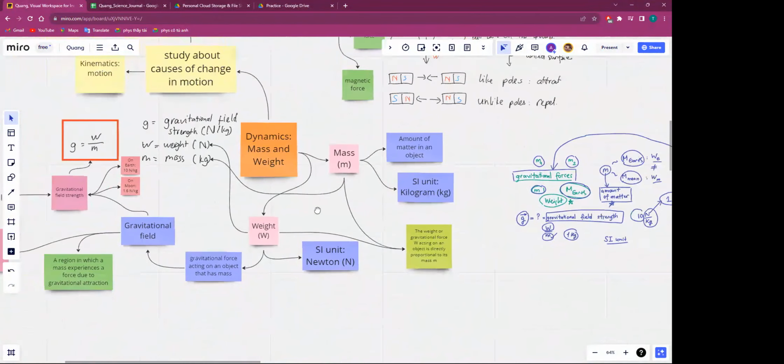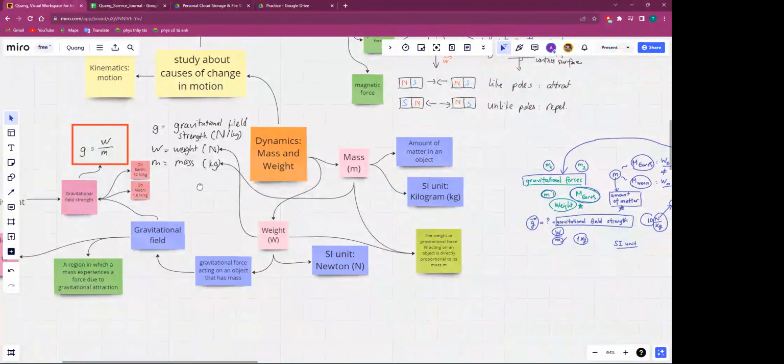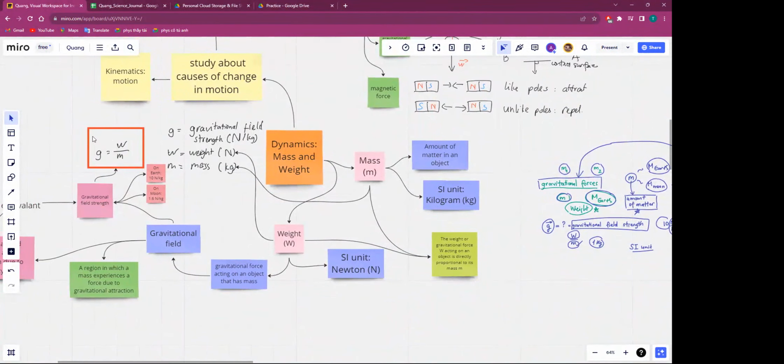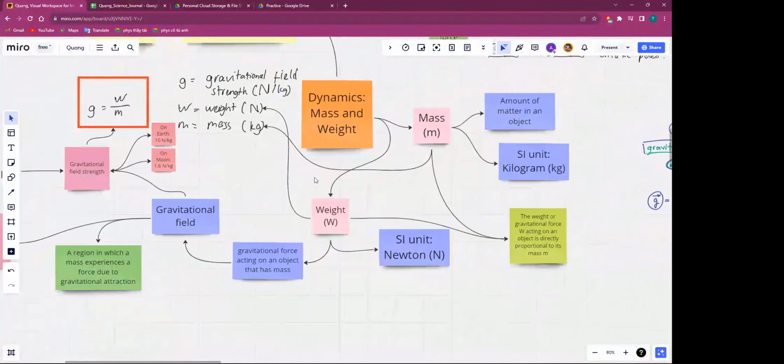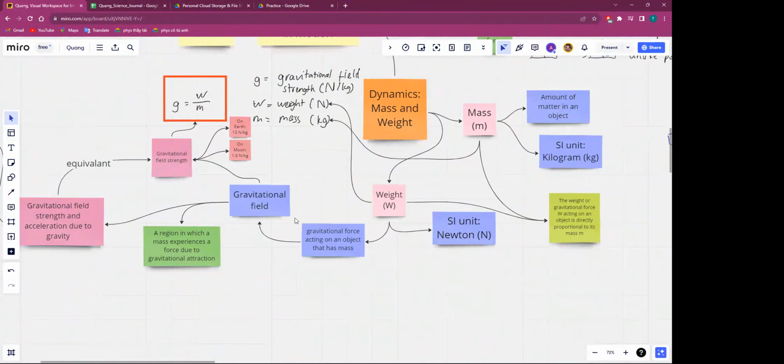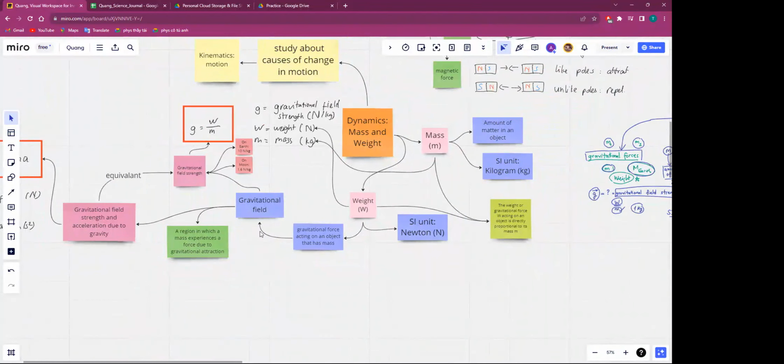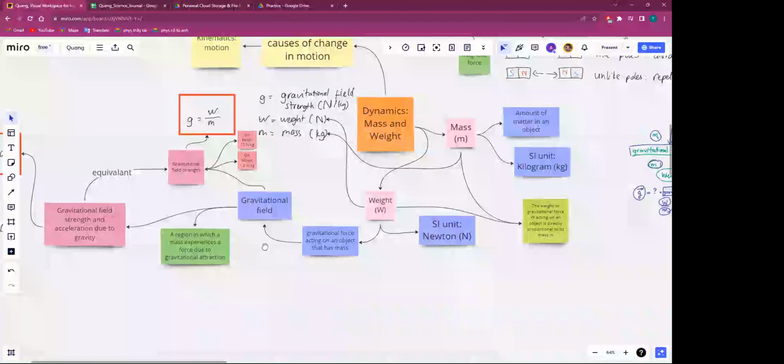Here we have the gravitational field strength formula, which is g equal to W over m, so we can see that W is equal to g times m. So it's directly proportional. Here we have the gravitational field, which is a region in which a mass experiences a force due to gravitational attraction.